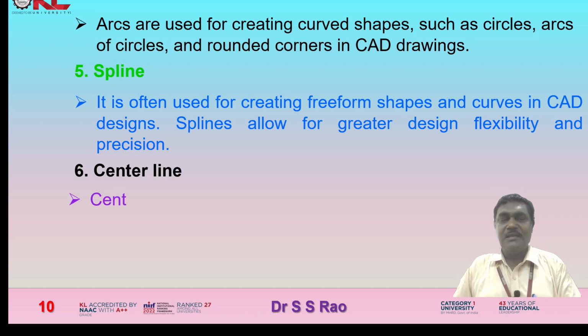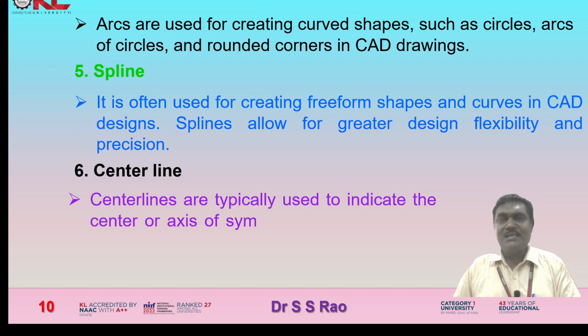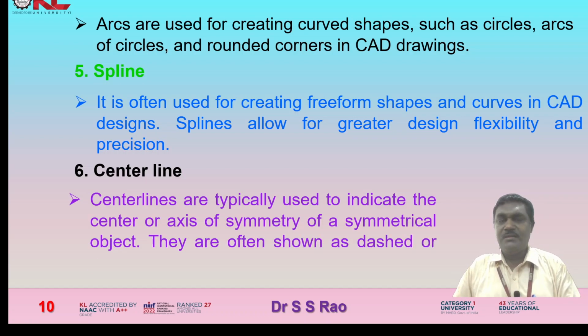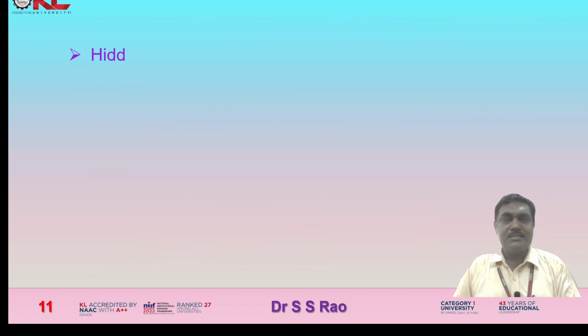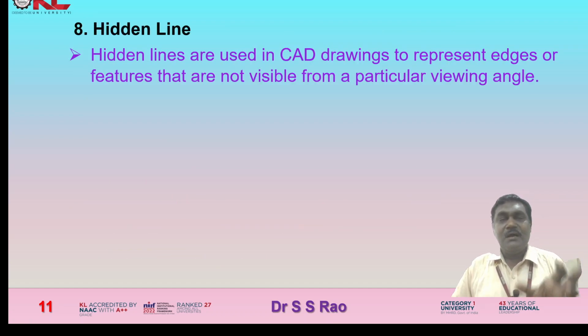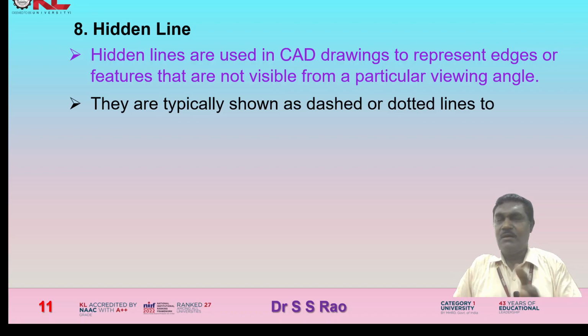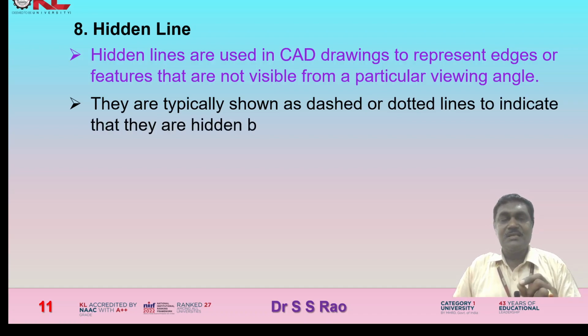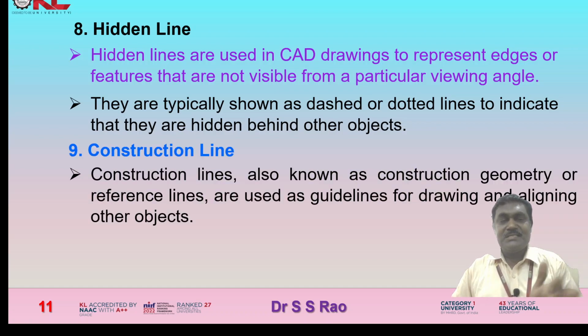Next is the center line. Center lines are typically used to indicate the center or axis of symmetry of a symmetrical object. They are often shown as dashed or phantom lines in CAD drawings. Hidden lines are used in CAD drawings to represent edges or features that are not visible from a particular viewing angle. They are typically shown as dashed or dotted lines to indicate that they are hidden behind other objects.